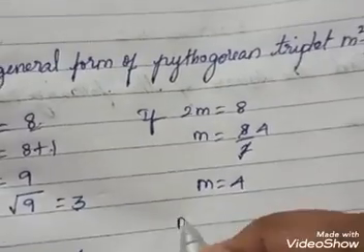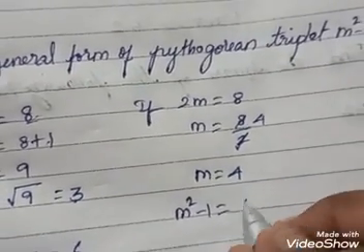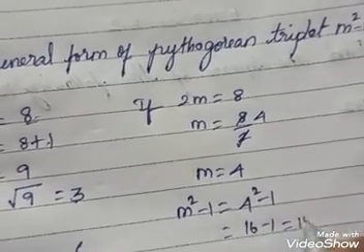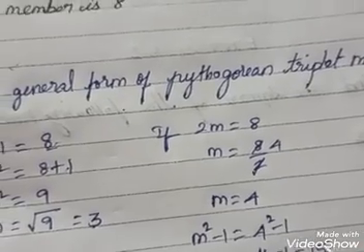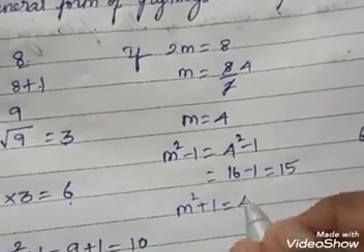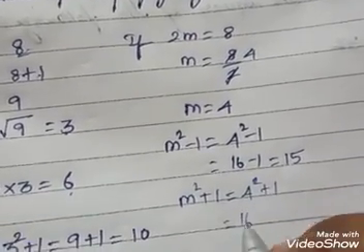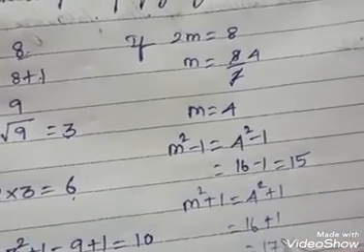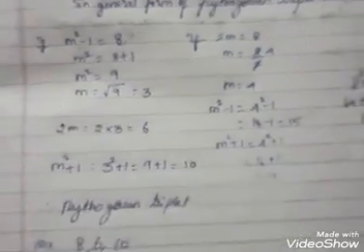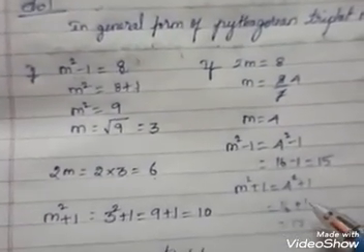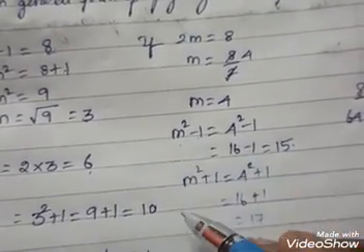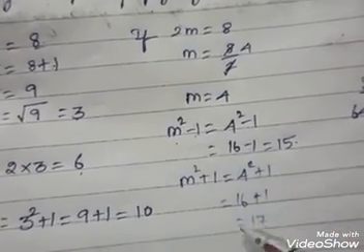So now you go with m square minus 1. M square minus 1 means 4 square minus 1, which is equal to 16 minus 1, equal to 15. Okay, next we take m square plus 1. So m square plus 1 is nothing but 4 square plus 1, 16 plus 1, which is equal to 17. Okay, so now you get another different type of value. So m square minus 1, 16 minus 1 you get 15, m square plus 1, 16 plus 1 which is equal to 17.